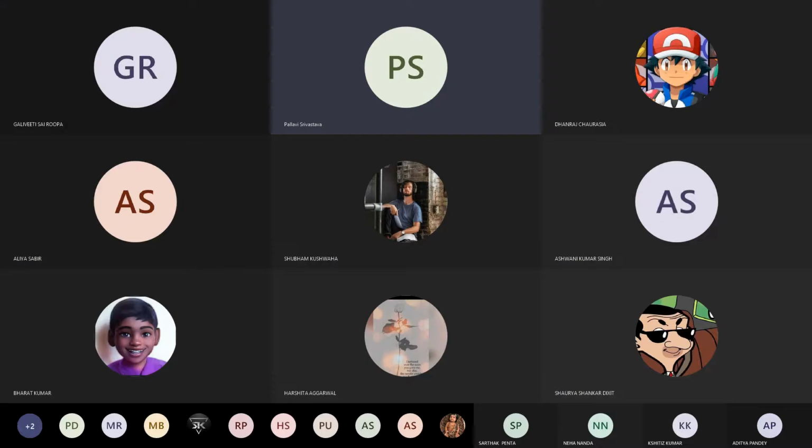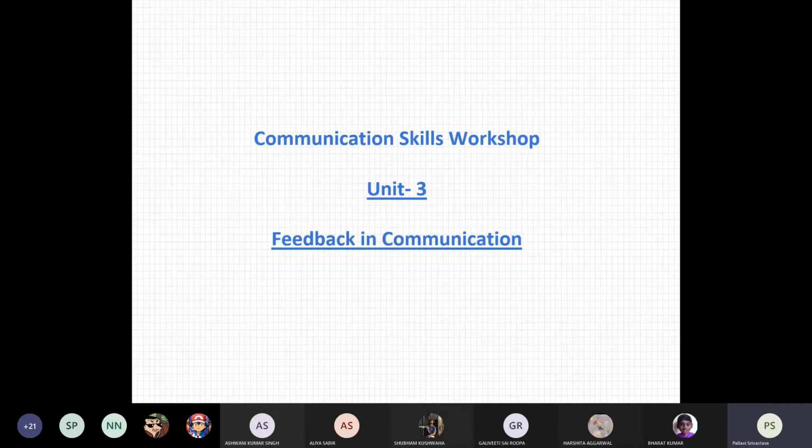Okay, so this is the third unit. You people might be confused because two teachers are taking classes, so units might be jumbled up. But don't worry about that. Just focus on the topic of the unit, which is feedback in communication.